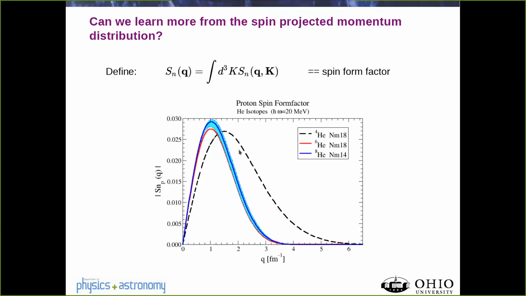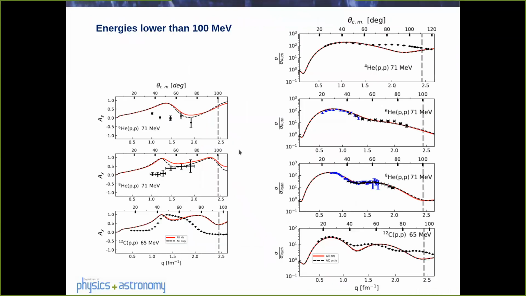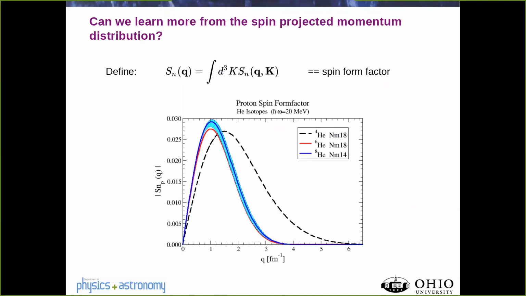We have now done, I mean, this is what we see on observables, and we can look at them and be delighted about it. But the question is also, now we introduced this spin projected momentum distribution. And so usually we should ask, can we learn something from it? So what we actually do, we have this function Sn of q kappa.